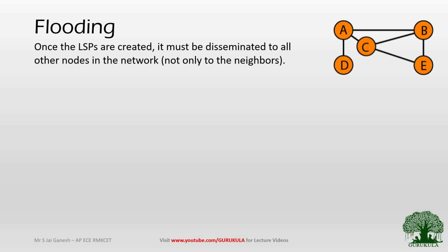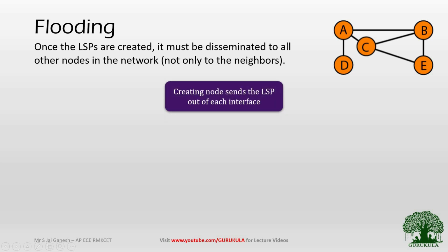So let us keep this particular network in our mind, and then we will see the node will be created with the LSPs, and then it will send the LSP out of each interface. Just keep in mind, the creating node will send the LSPs out of each interface. Let us assume in this figure that A is creating its LSP. So this is the LSP of A. Now A becomes the creating node, and A has created its LSP packet, and we very well know what content is available in this packet.